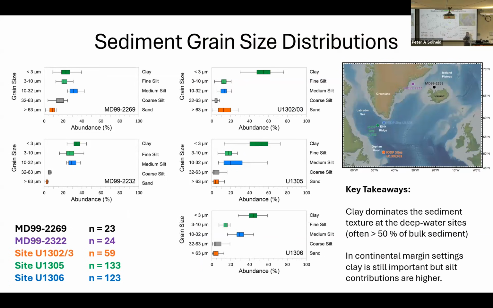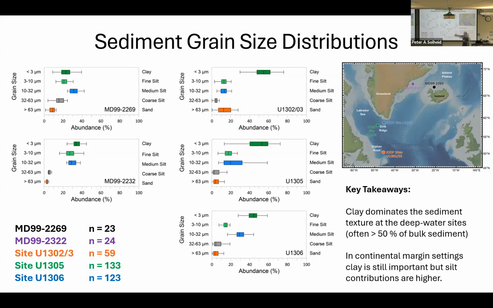This is sediment grain size distribution. So no magnetic data yet, just looking at what is the sediment texture? Like, what is the average sediment texture in some of these cores? The 3 cores on the right are the deep water sediment cores. You can see that clay is really important in these. They're clay-dominated systems, up to 60, or sometimes more than 60% clay in some of these samples. So that's the dominant grain size in a lot of these.